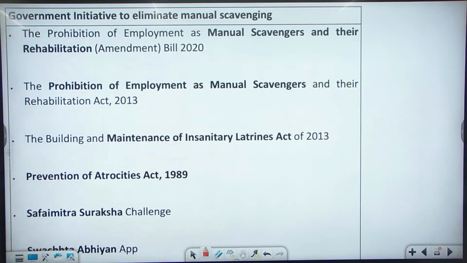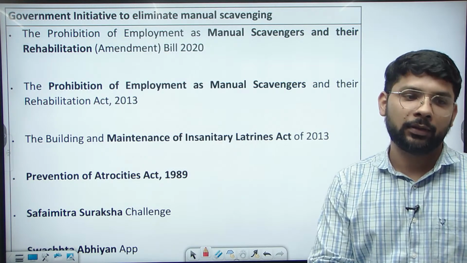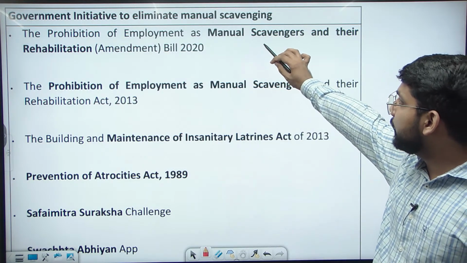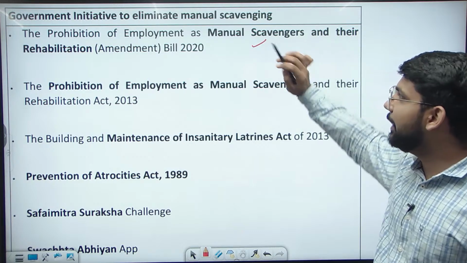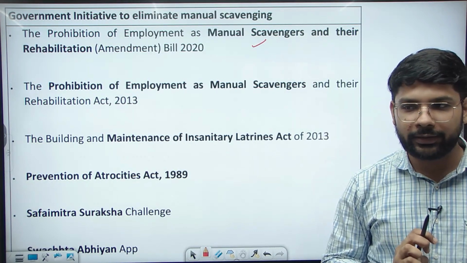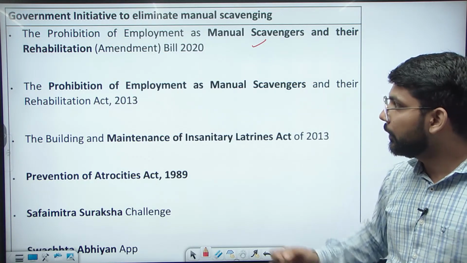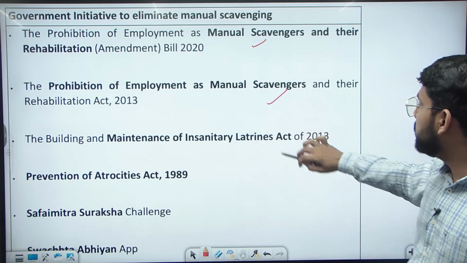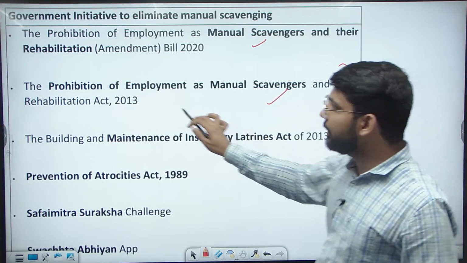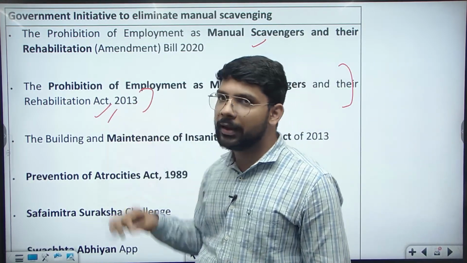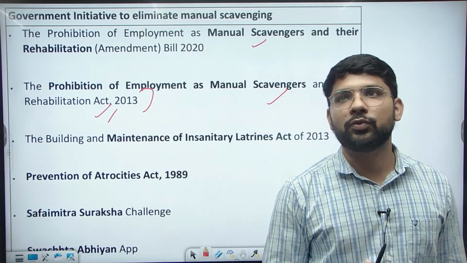Next is the government initiative. Let's appreciate the government also. The Prohibition of Employment as Manual Scavengers and their Rehabilitation Amendment Bill 2020 was introduced in the Parliament, but has not been passed. The Prohibition of Employment as Manual Scavengers and their Rehabilitation Act 2013 was passed in the Parliament, but there is an implementation issue.